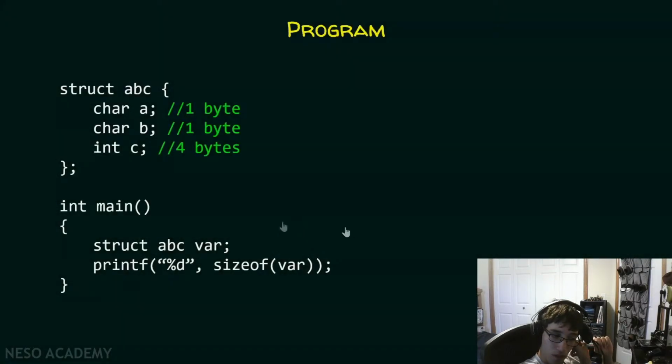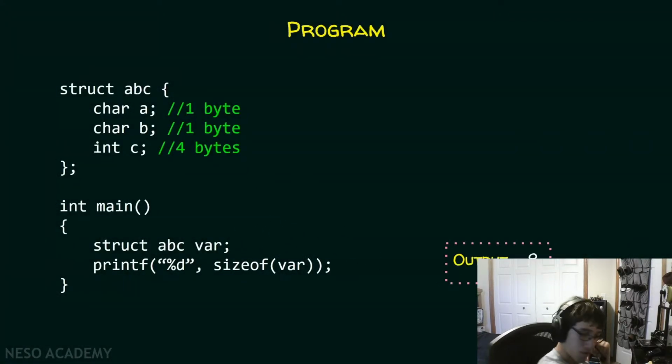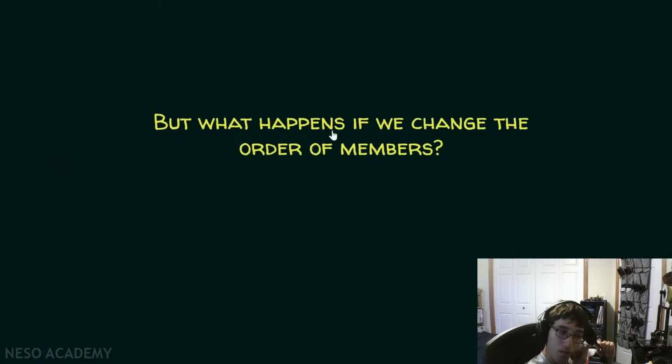Therefore, the output of this program is 8. But what happens if we change the order of members? Does it affect the size if we change the order of members?